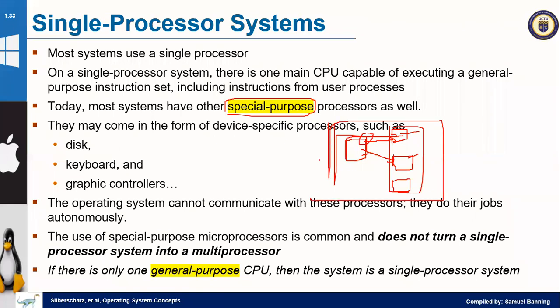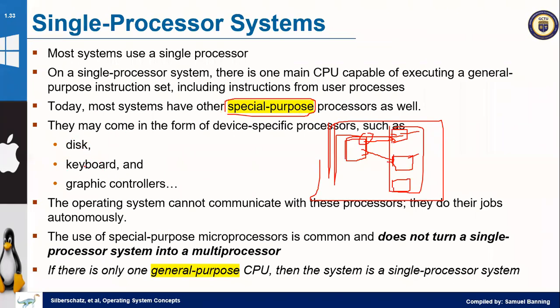We are referring to the main CPU. Today, most systems have other special purpose processors. They come in the form of device-specific processors, such as the disk processor, so that when there is a need for any disk processing, the CPU will give this to the disk processor.